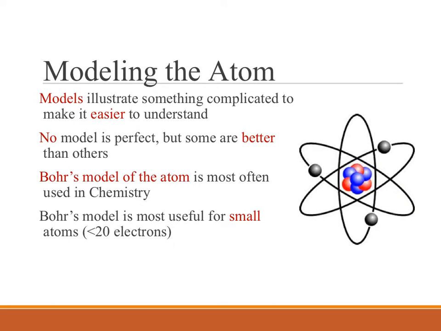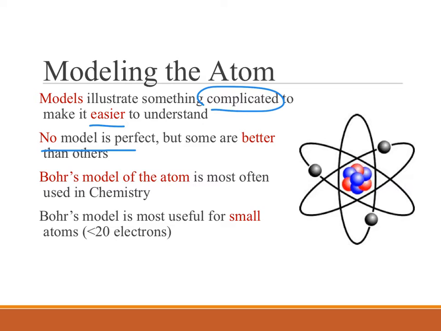Now, when it comes to showing an atom, we have to use a model. And we use lots of models in science because models illustrate something that is complicated, has a lot of parts, or is extremely small, or very large. In order to make it easier for us to understand, we create a model. No model is perfect. They all have their limitations, but some certainly are better than others. The Bohr model of the atom is the one that is typically used for drawing atoms in chemistry.